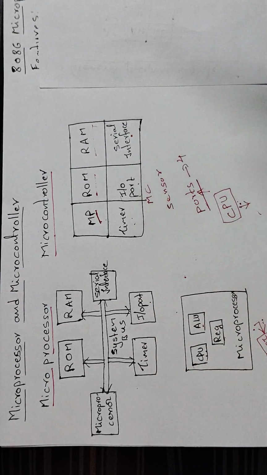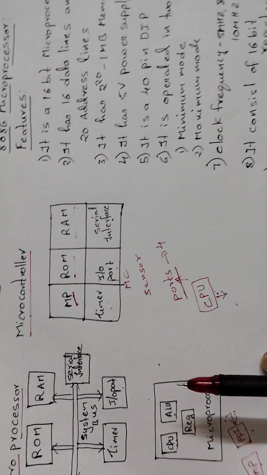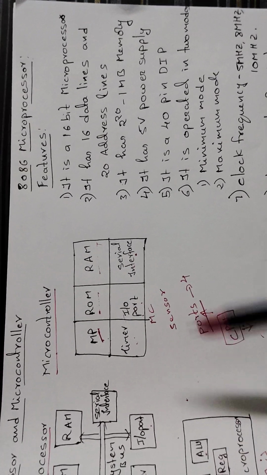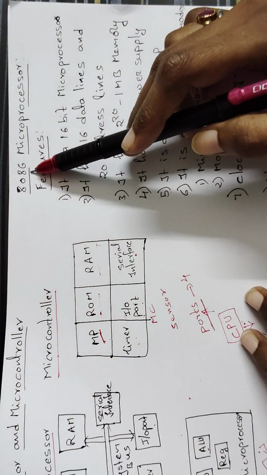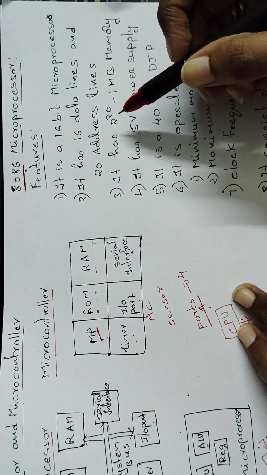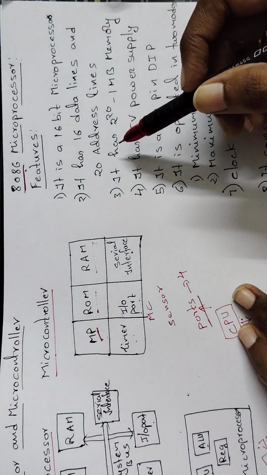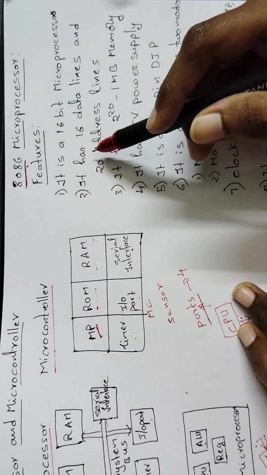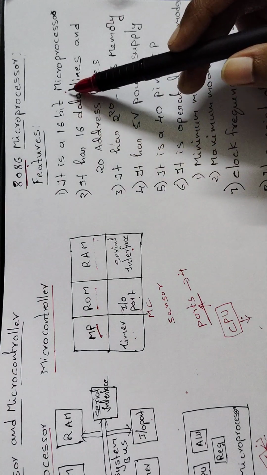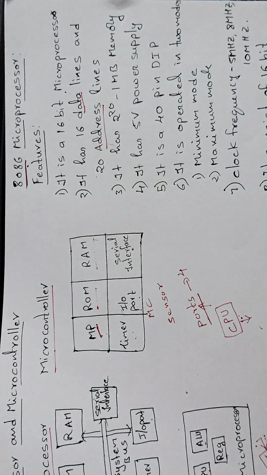Now some of the features of the 8086 microprocessor. The microprocessor we are using here is the 8086. This is the IC number. It is an IC, and we are using the 8086 microprocessor. Coming to the features, it is a 16-bit microprocessor. That means it supports only 16 bits of data. It has 16 data lines and 20 address lines.